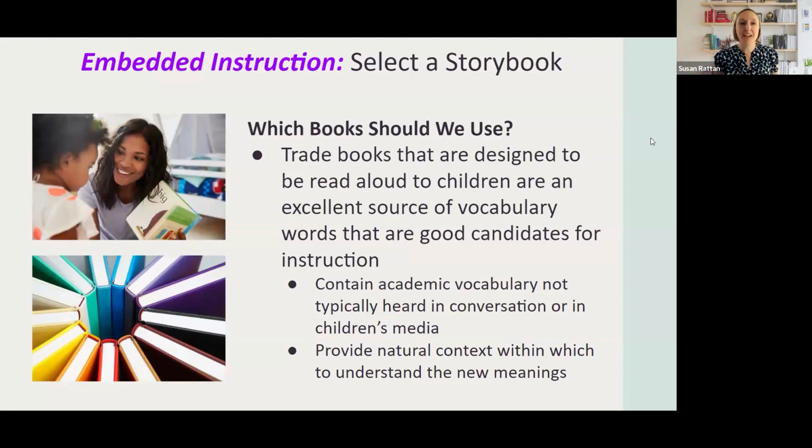And they also provide a context that students can understand the words in. So instead of just providing a list of words and definitions where they have nothing to attach it onto, within a story they can see how the word is used and understand it within the meaning of the sentence or the story.